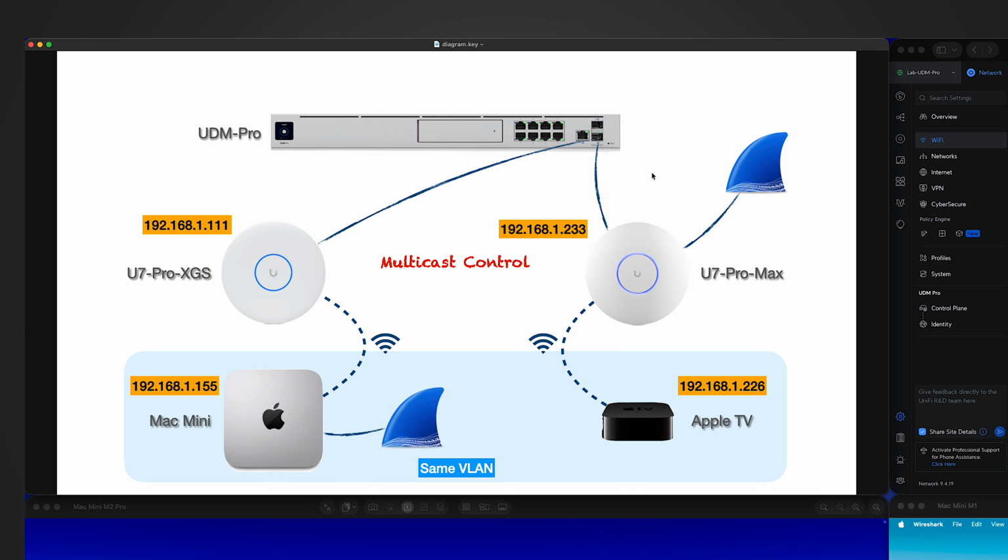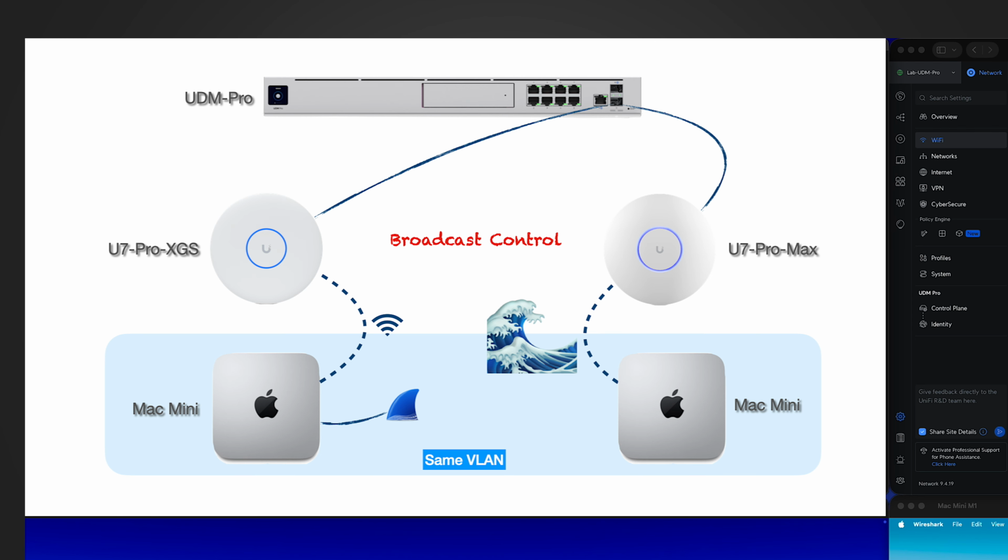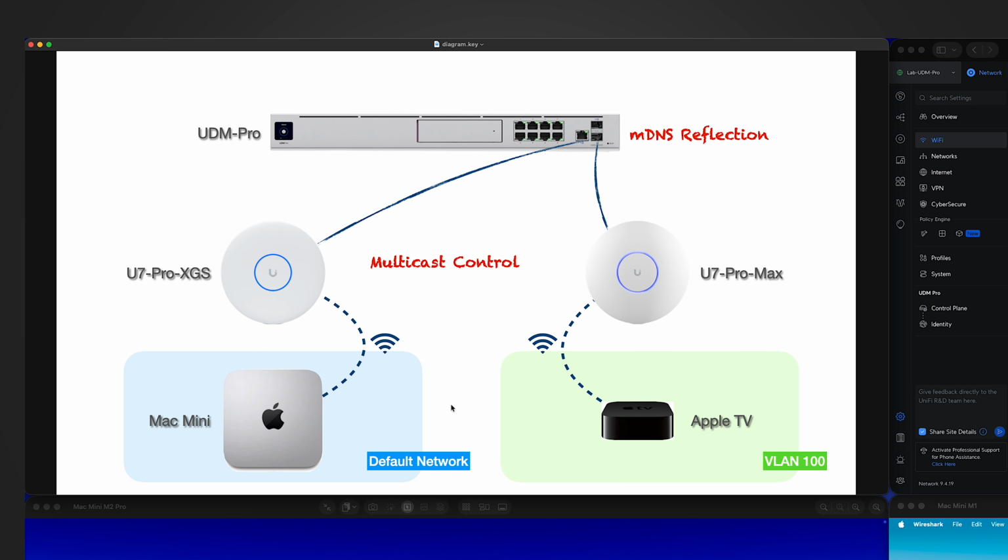And I will talk about multicast control, then broadcast control. For broadcast control, I will use two access points and two Mac Minis. In the end, I will briefly mention what if you have multiple VLANs, how the multicast control interacts with another mDNS setting, which is about mDNS reflection, and how these two settings work together.